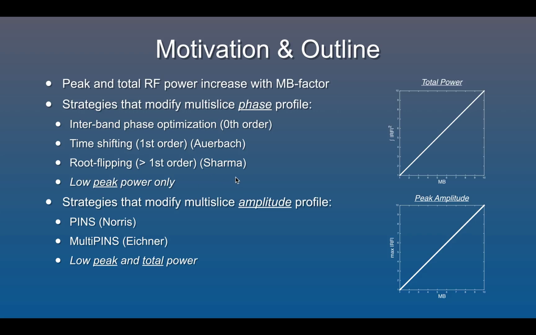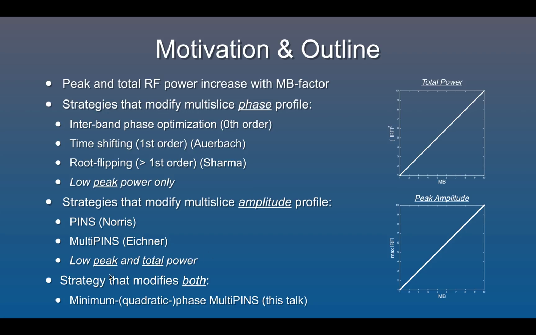You've already heard about strategies that modify the multi-slice amplitude profile, specifically PINS pulses and multi-PINS pulses. These can minimize both peak and total power, but they require gradient slewing. I'll finish off this talk by talking about a strategy that modifies both amplitude and phase profiles to try to get much shorter multi-PINS pulses.